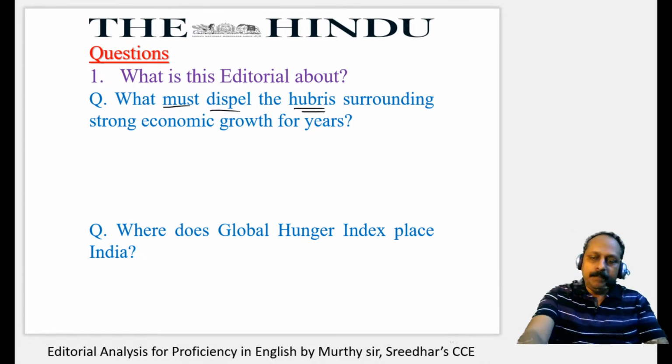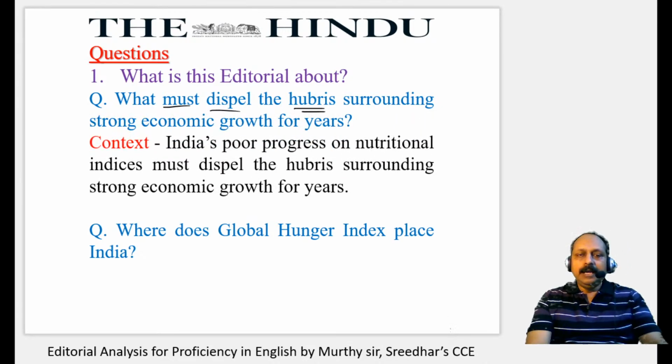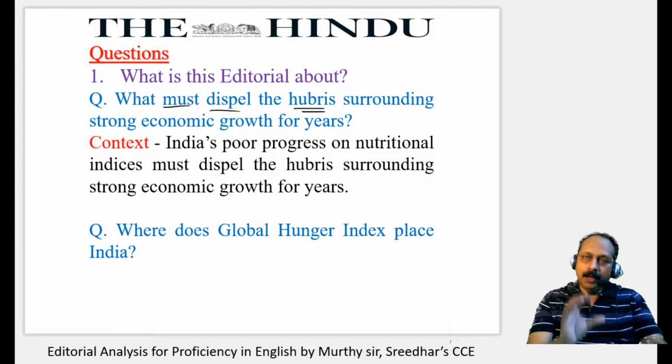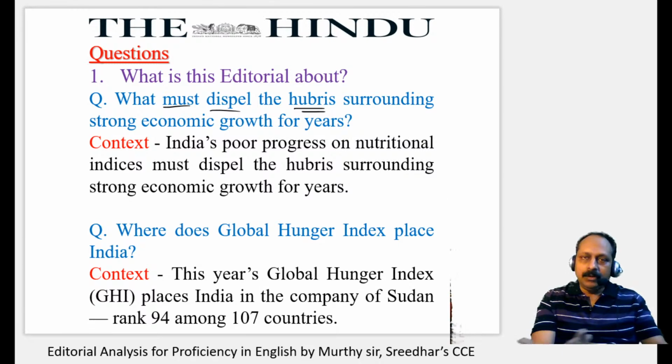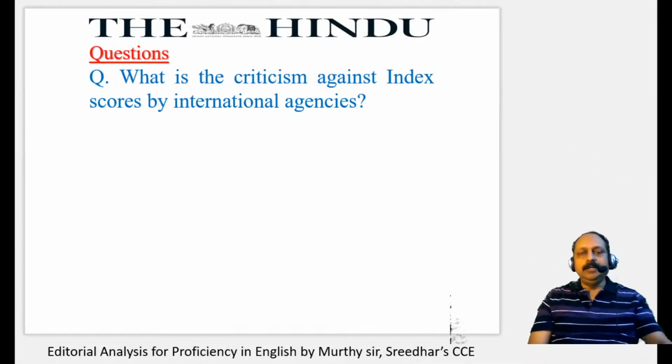Take the keywords and based on that, I'll show the context. India's poor progress on nutritional indices must dispel the hubris surrounding strong economic growth for years. Based on this context, you try to write the answer. Next question, where does the Global Hunger Index place India? And what is the context? This year's Global Hunger Index, GHI, places India in the company of Sudan, ranked 94 among 107 countries. This is the context. Based on that, you should be able to write the answer.